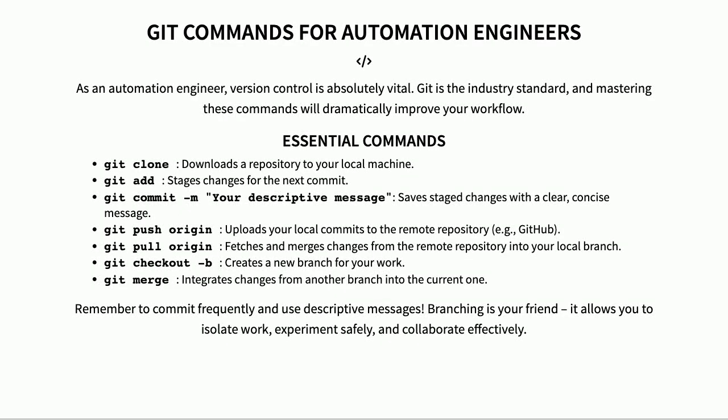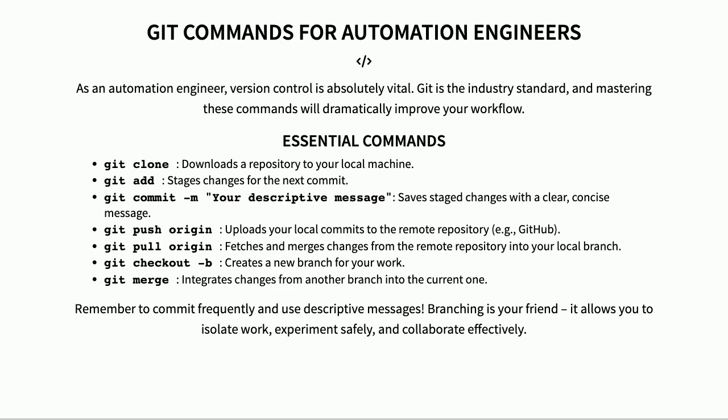Okay, let's talk about Git, because honestly, if you're a test automation engineer, you need to know this stuff. Git is our go-to version control system, and these are some of the most important commands you'll use regularly. First up, git clone. That's how you download an existing repository onto your computer. Then there's git add, which tells Git you want to include changes in your next commit. git commit -m is where you write a short message describing what you changed.